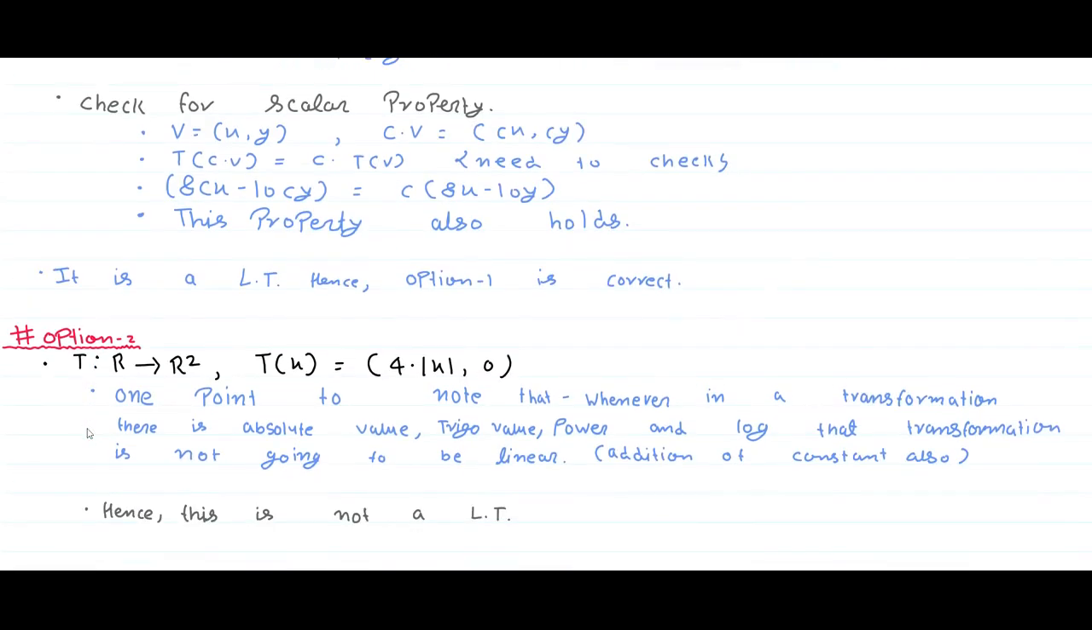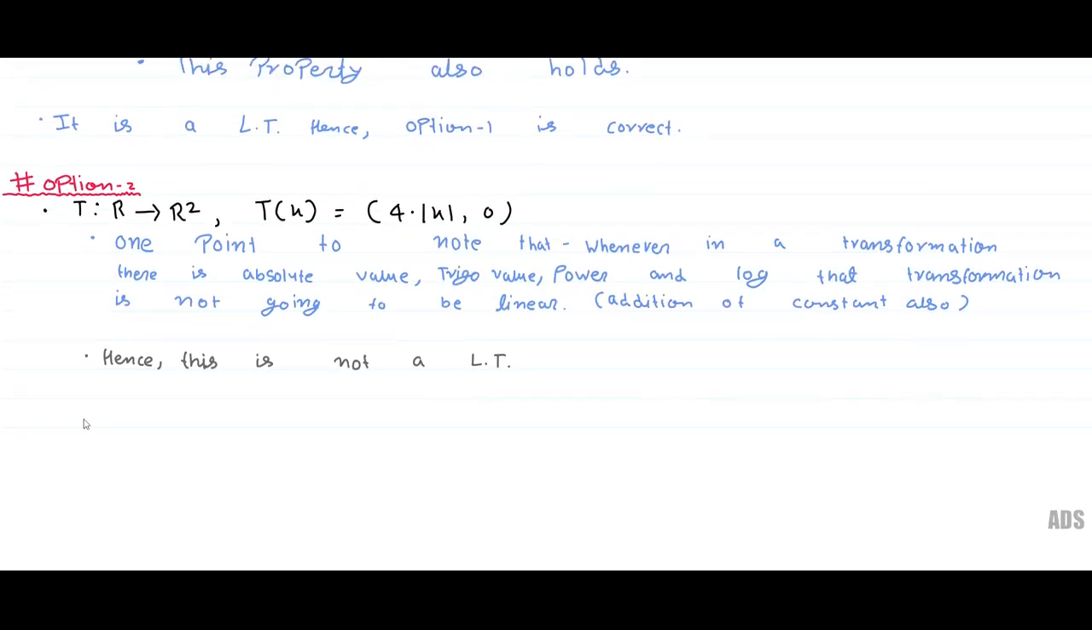Now let us see the second map. T is a map from R to R2, such that the transformation of x is equal to (4 times modulus of x, 0). Before solving this option, there is a point that you all have to keep in mind: if the transformation contains any extra constant, meaning the addition or subtraction of any extra constant, any trigonometric value, any absolute value, any power or any log, then the map is not going to be a linear transformation. Now if we look at the transformation of option number 2, there is an absolute value in it which is multiplied by 4, hence option number 2 is not going to be a linear transformation.